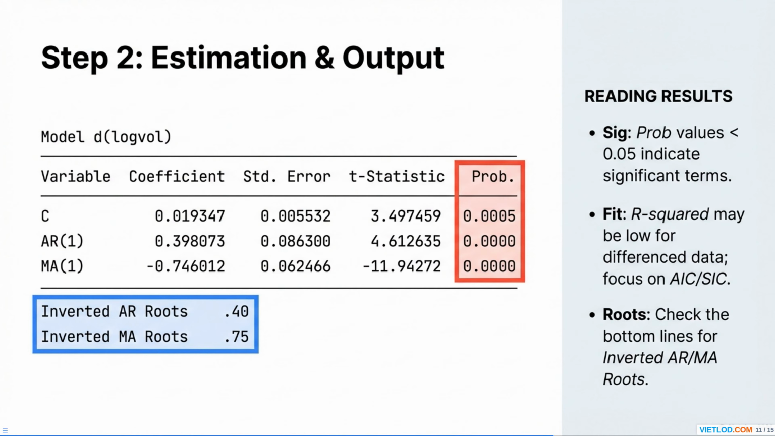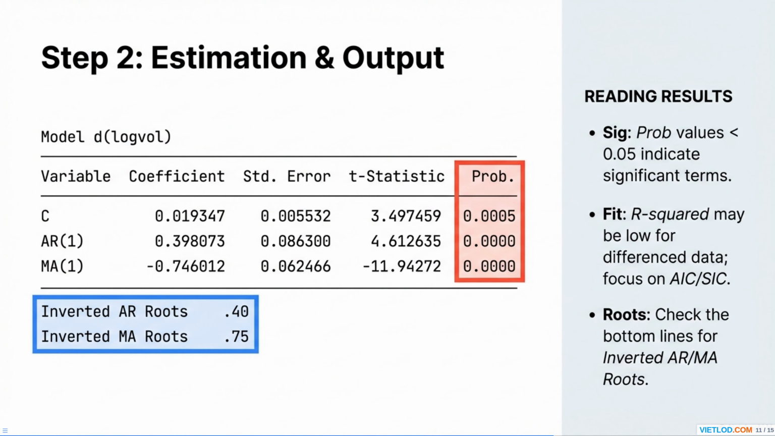After running our ARMA model, we analyze the output. First, we examine the prob column. P-values less than 0.05, as seen here for the constant, AR1 and MA1 terms, confirm that these coefficients are statistically significant. Next, regarding model fit, remember that for differenced time series data, R-squared can be deceptively low. It's more appropriate to compare models using information criteria like AIC or SIC.